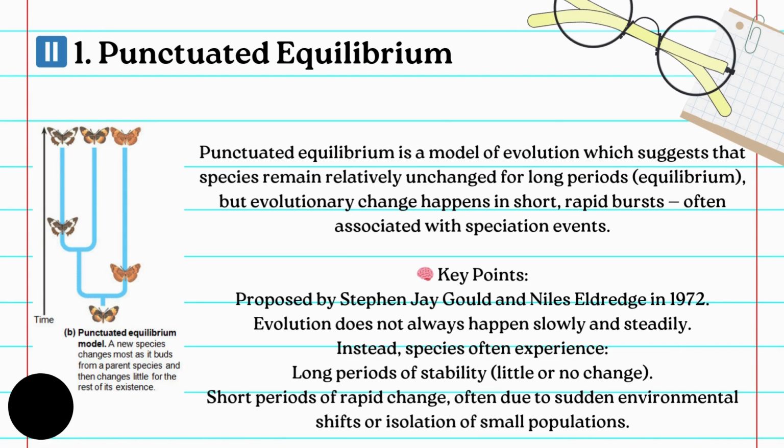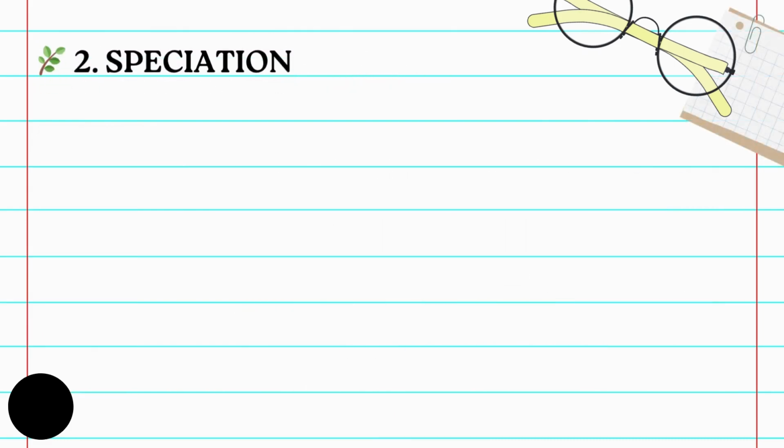So when you look at this diagram, where there's a branch, it shows the time where there was that short change in the environment, or some sort of isolation of the population, whatever change that occurred in the environment that resulted in the species changing. So those branches show the changes that happened.